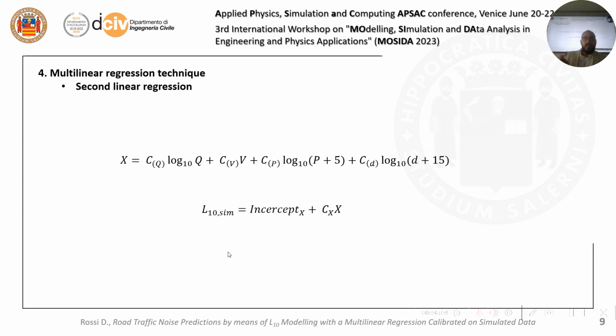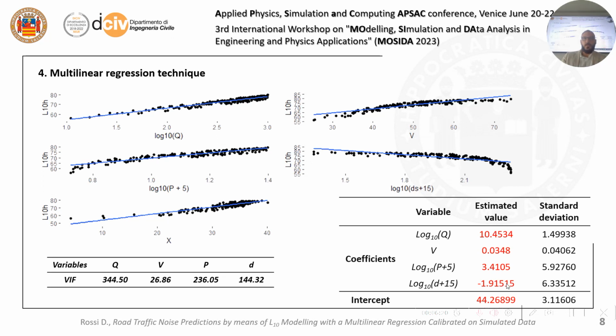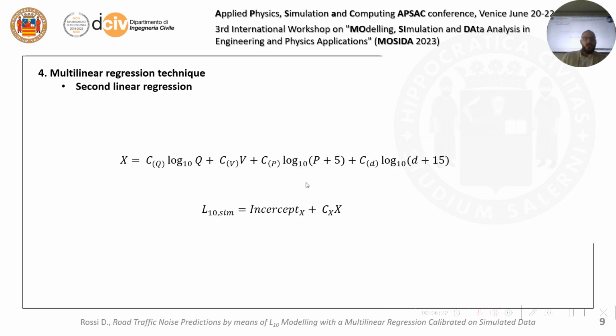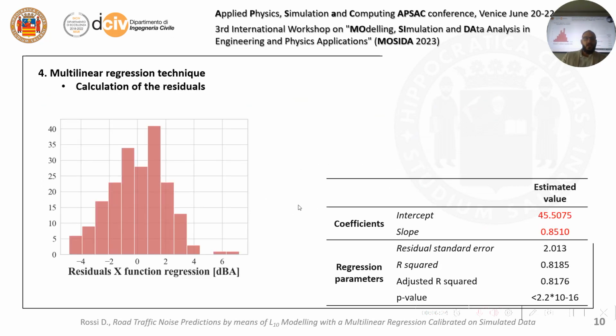Then we performed a second step of multilinear regression, between the simulated values and the x. This x is made by each single independent variable multiplied by the coefficient we just found, the red numbers. And so we finally had this formulation.